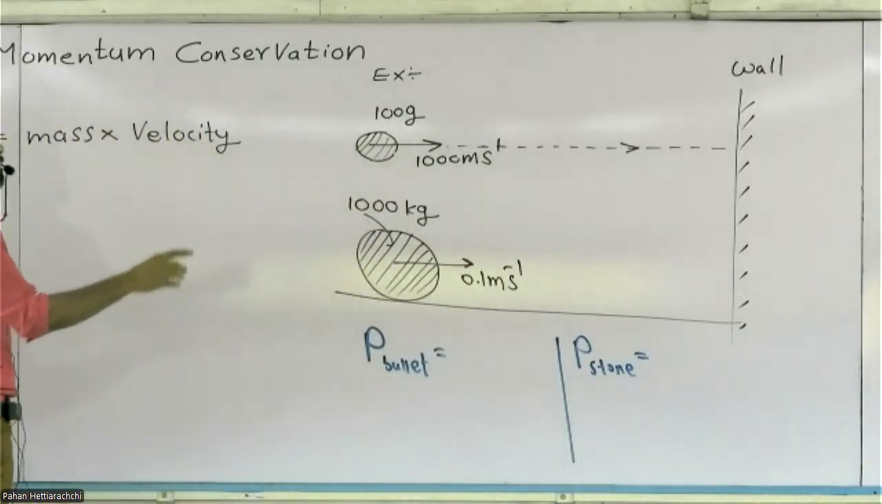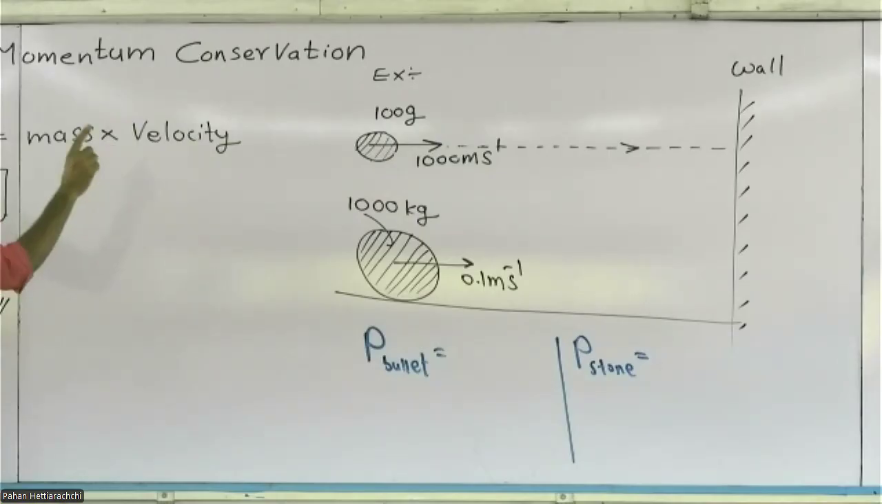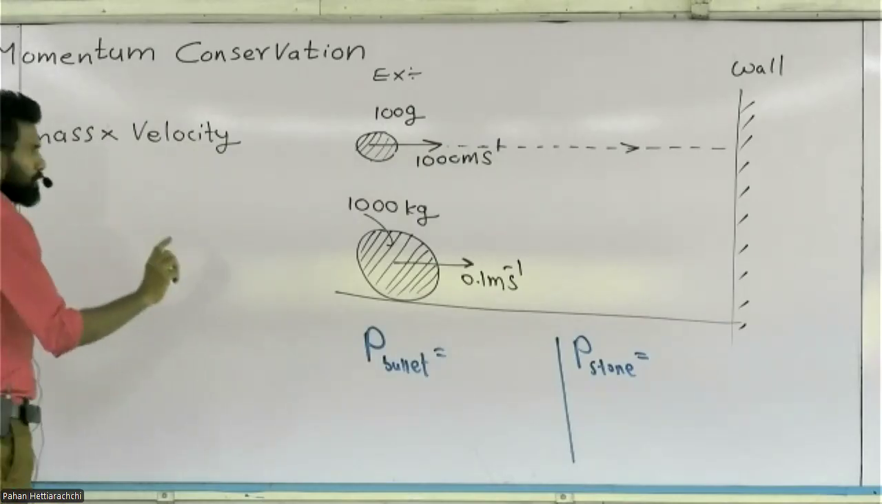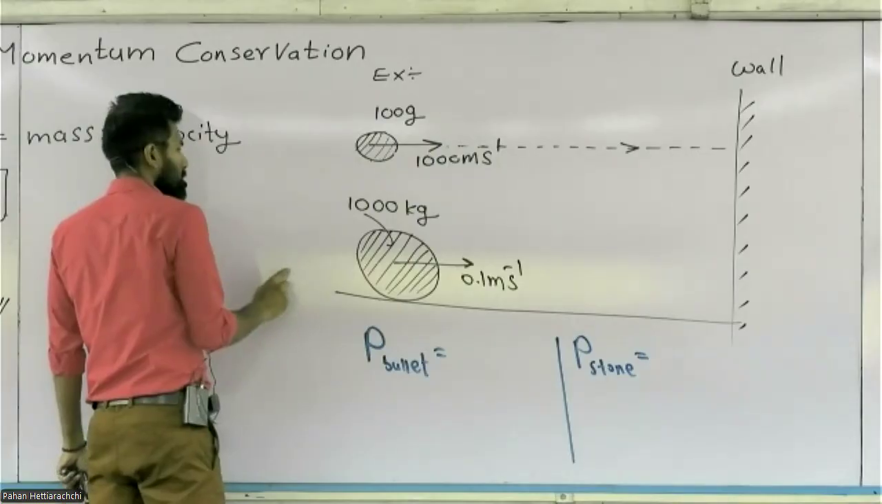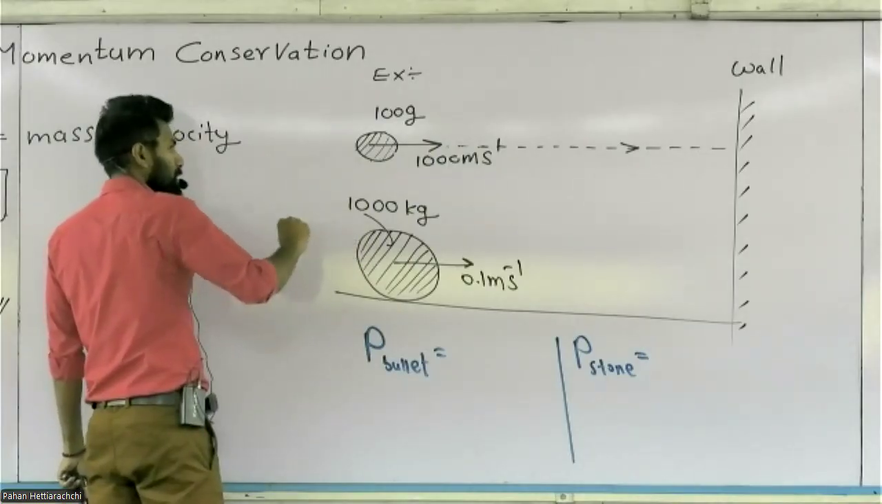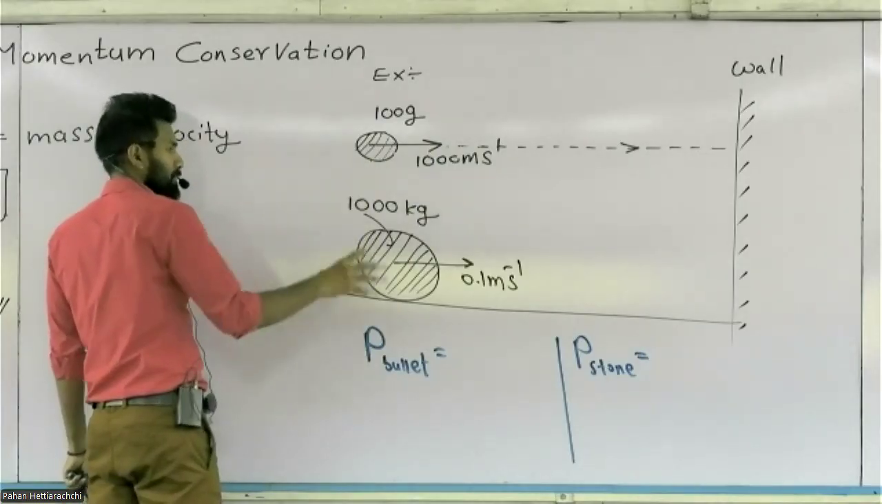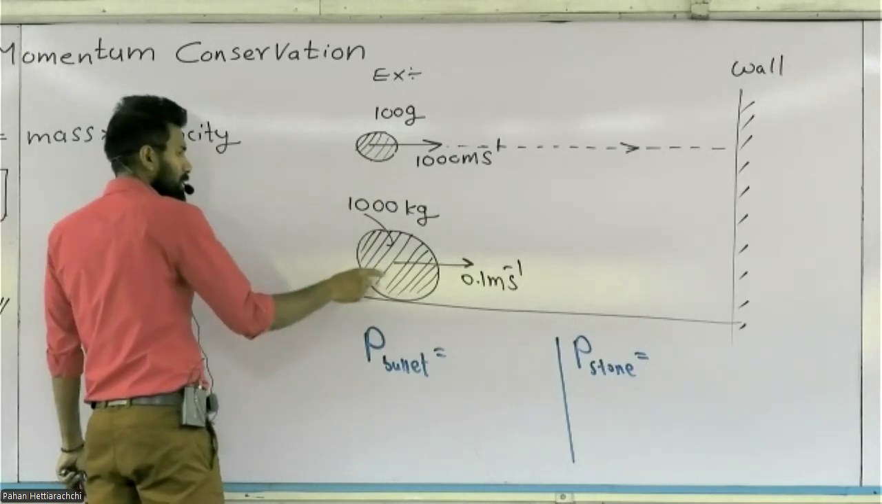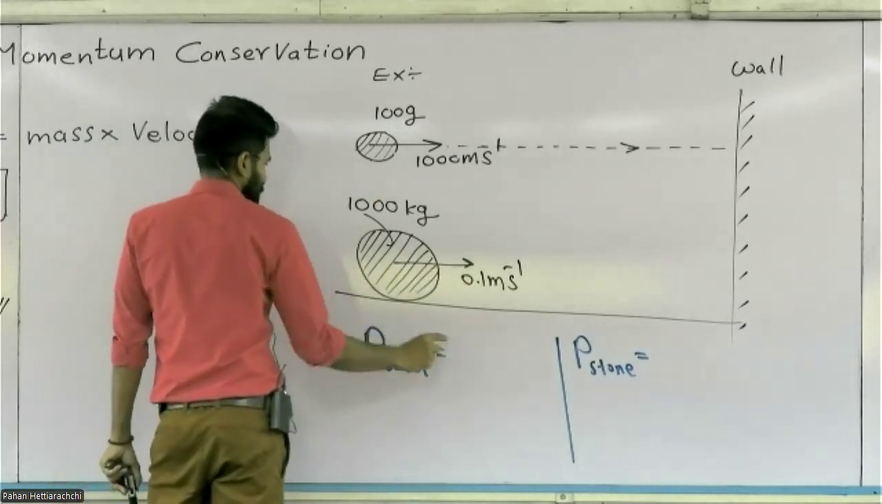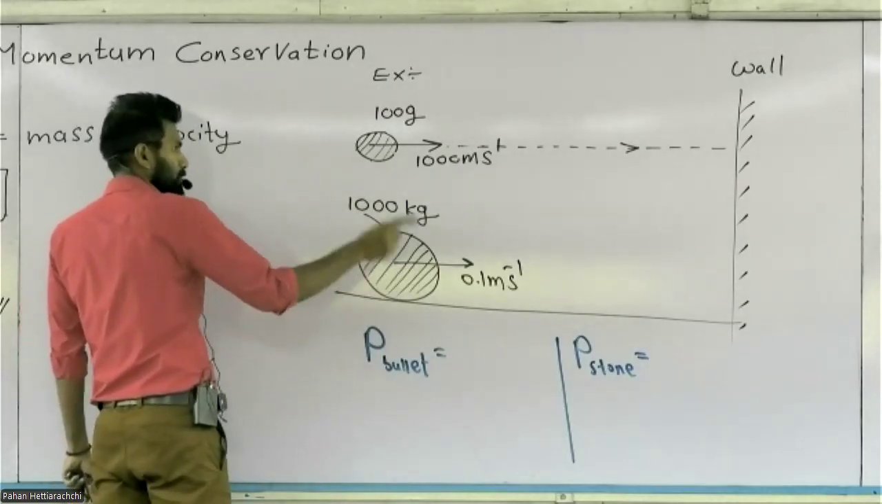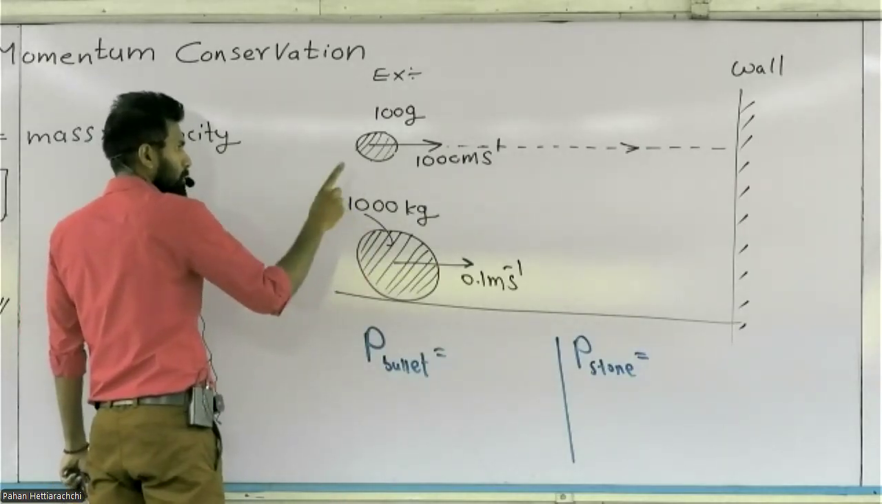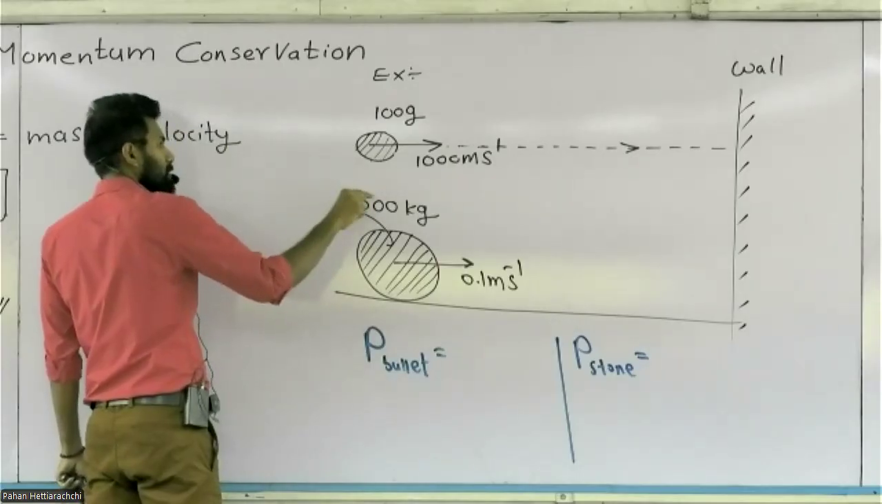There's a bullet moving towards a wall, a 100-gram one. As it's a bullet, it has a higher velocity, 1000 meters per second. And there's another stone thrown towards the same wall. It's a large one, 1000 kilograms. And as it's a stone, we can't throw it with the same speed as a bullet. It's very heavy. So we have thrown it with a velocity of 0.1 meter per second. It's possible. Now we are going to see the momentum values of these two objects to come to a conclusion about the physical meaning of momentum.